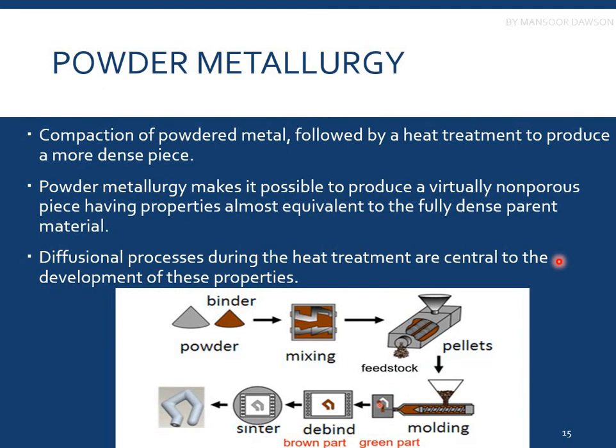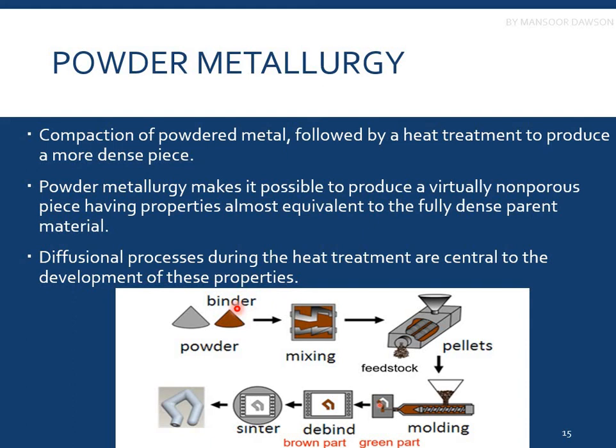Next we have powder metallurgy, in which compaction of powdered metals is followed by a heat treatment to produce a more dense piece. Here you can see that we have two powders. One is of the metal and the other is of the binder. The binder can be in a powdered form, or it may also be in a liquid form. Powder metallurgy makes it possible to produce a virtually non-porous piece having properties almost equivalent to the fully dense parent material. Diffusional processes during the heat treatment are central to the development of these properties.